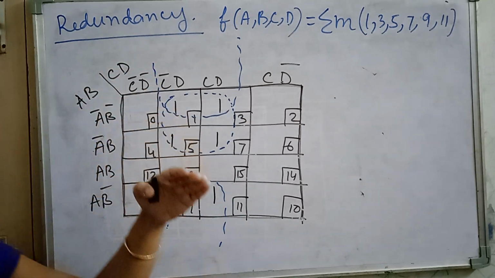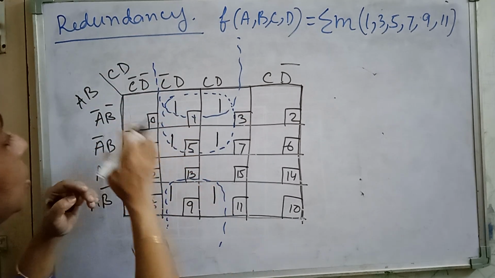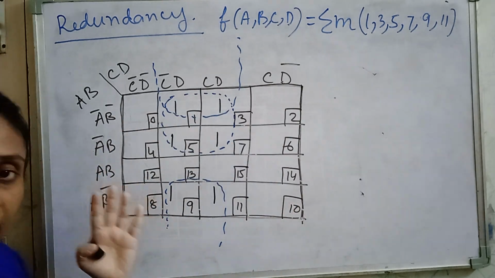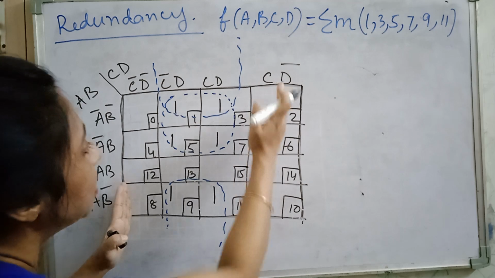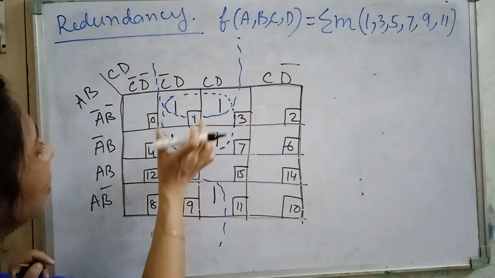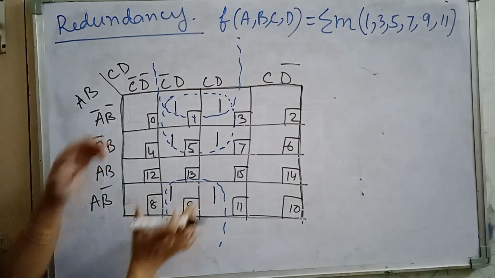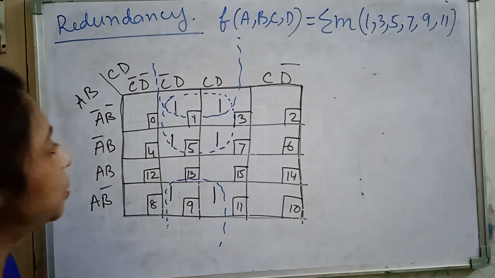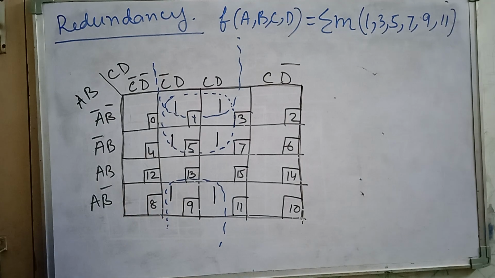As Kmap is considered in a folded form, this row and this row are considered as adjacent rows, as well as this column and this column are considered as adjacent columns. So we can make a group of these 2 ones and these 2 ones, these 4 ones, these 2 and these 2. These 4 ones we can put in a group. So there are actually 2 groups, right?